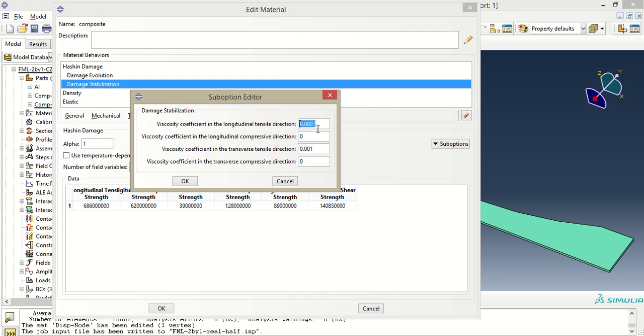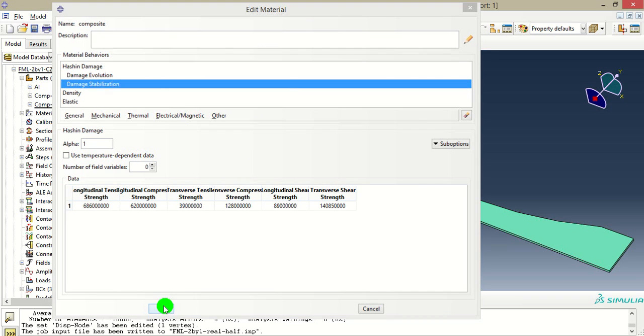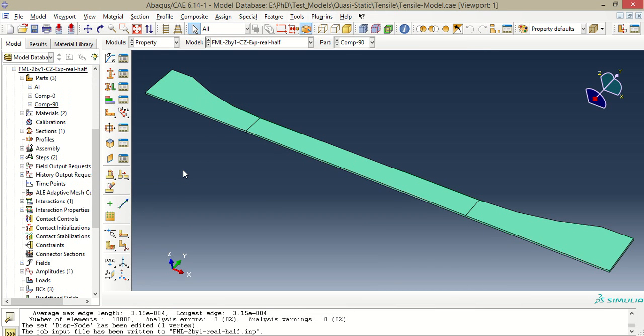I have used the viscosity coefficient in the x direction, the longitudinal tensile direction, and in the transverse tensile direction. This is because I am only loading it in the tensile direction, so these two will not come into the picture. So this is how the material module works.